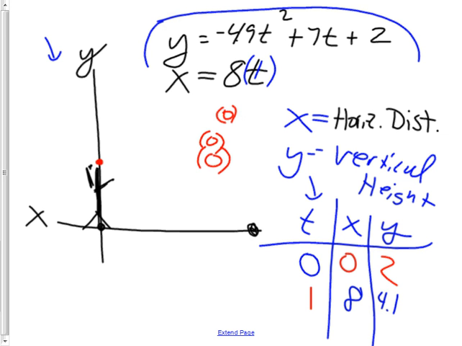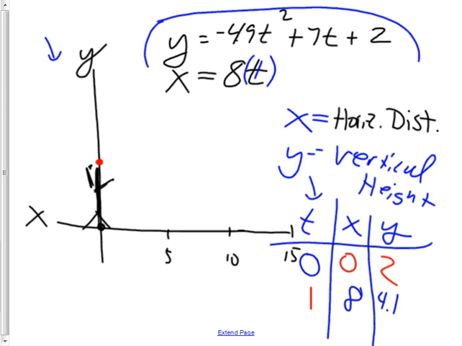All right, so now remember, this is not time. This is distance, 8 meters away. It's at 4.1 high. So let's say this is 5 meters. Let's say this is 10 meters away from us, 15 meters away from us. At 8, it was 4.1.